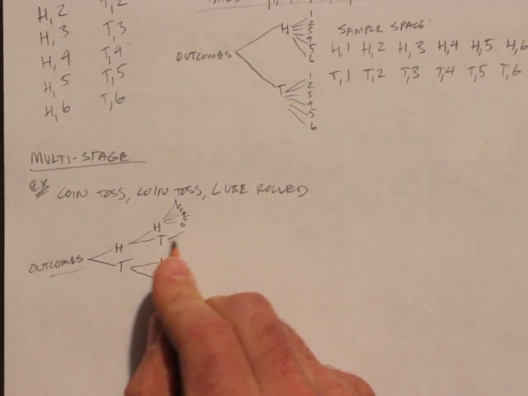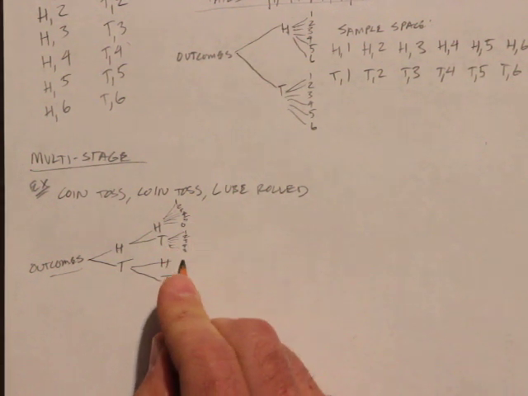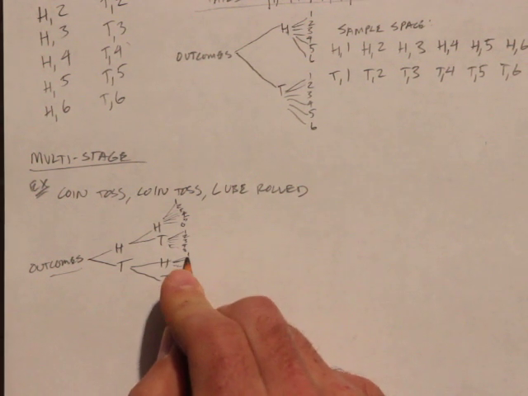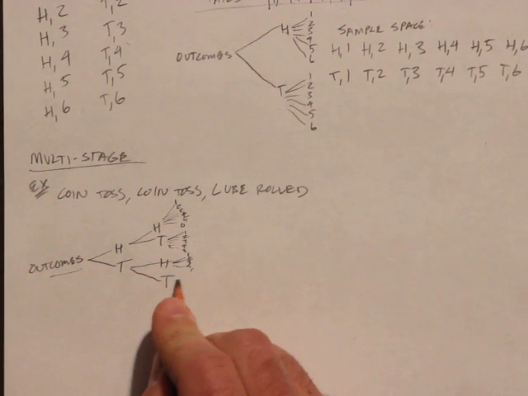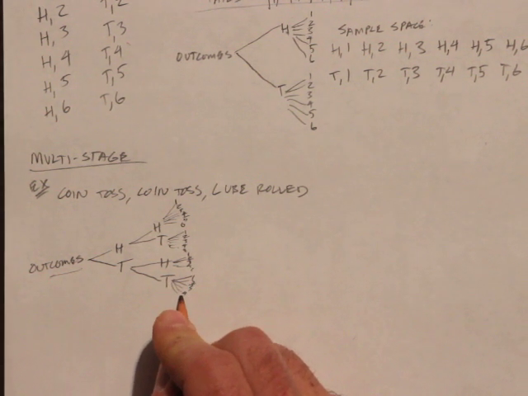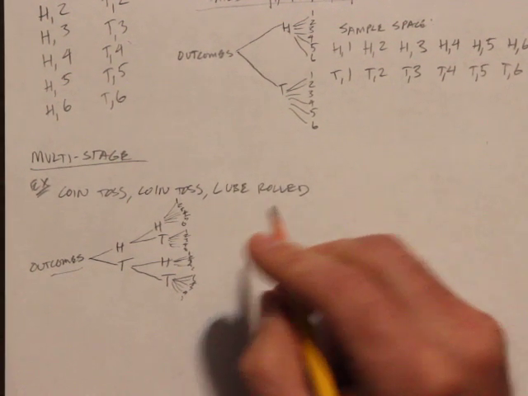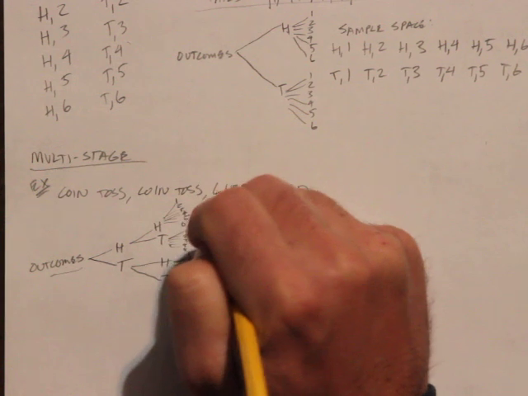Tails, 1, 2, 3, 4, 5, 6, and the same for the remaining branches. So now I need to list my sample space. Here we go. Sample space.